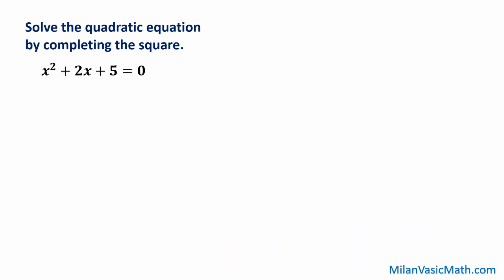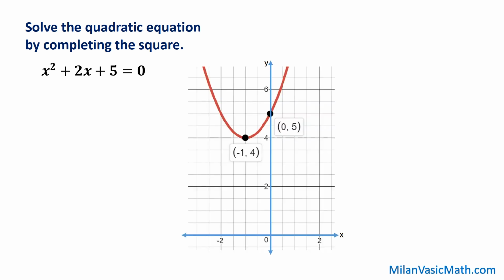All right, let's solve the quadratic equation by completing the square. Just by looking at this, I could tell that if this was graphed, if this was a function, its y-intercept would be 5, and it would open up. So it doesn't hit the x-axis, which leads me to believe you might have imaginary solutions here. But let's see if our suspicion is confirmed.